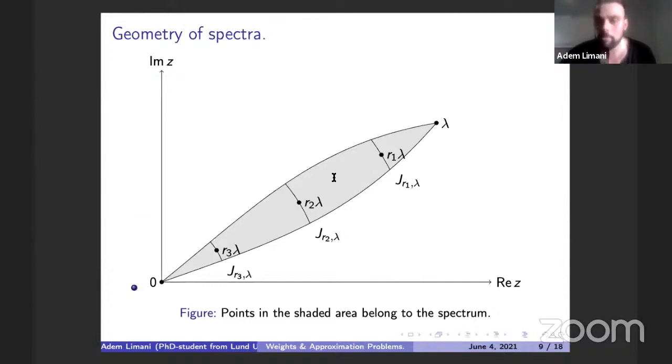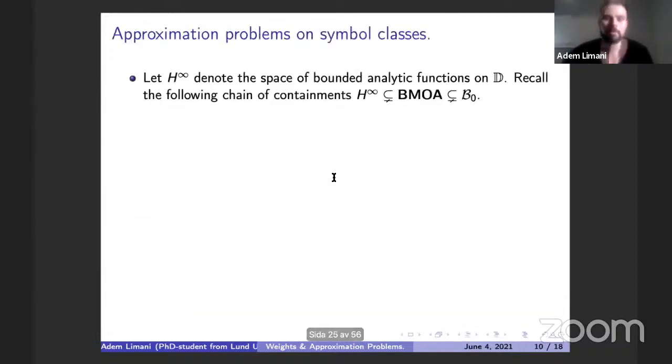Now we'll go into the approximation thing. So, of course, we consider the space of bounded analytic functions. And we have the following containments: H infinity included in BMO, analytic BMO included in Bloch. And remember, BMO was the symbol class for TG on the Hardy spaces. And it shouldn't be little Bloch here. It should be just B. That's a typo.